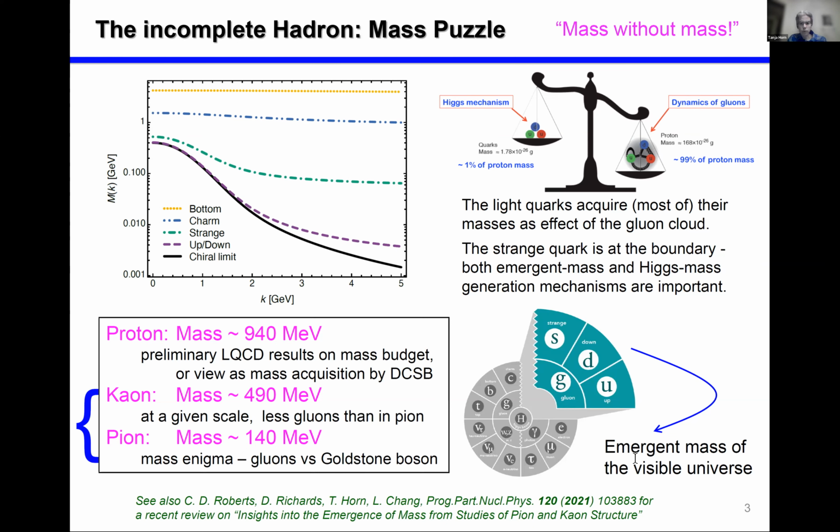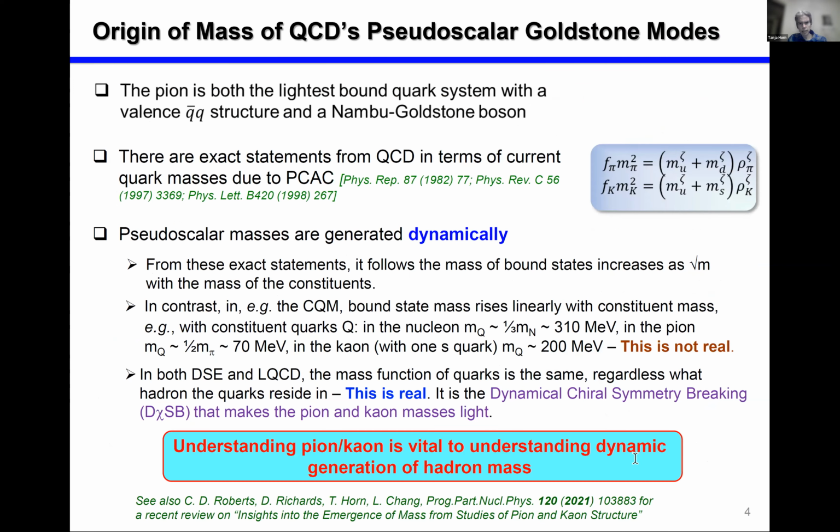So let us then continue and say a little bit more about the origin of mass in particular in the light mesons.